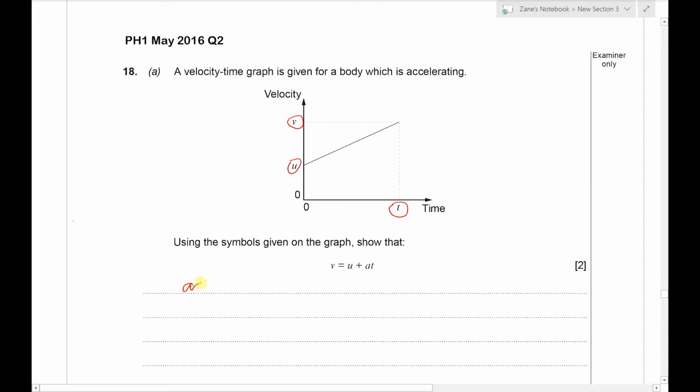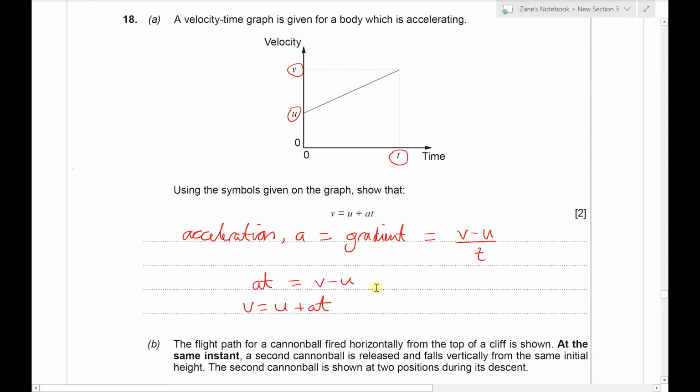So what we're going to start with is the fact that the acceleration of the graph, a, is the gradient. And the gradient of the line is the change in y, which is v minus u, final velocity take away initial velocity, over the change in x, which is t minus 0, or just simply t. If we multiply both sides by t, we get at is v minus u, and finally if we add u to both sides, we will get the required v equals u plus at. You could probably go straight from the step of a equals v minus u over t to v equals u plus at, but because it's a show question, it's definitely worth showing an extra step in between.